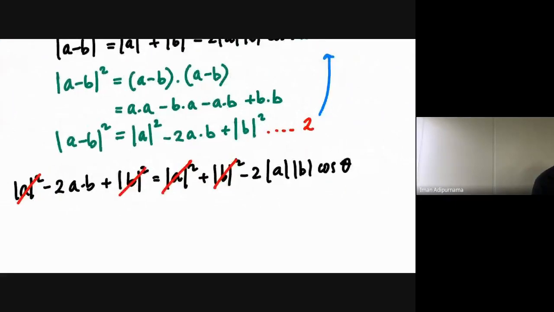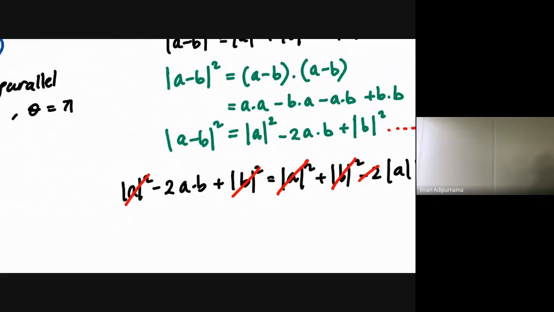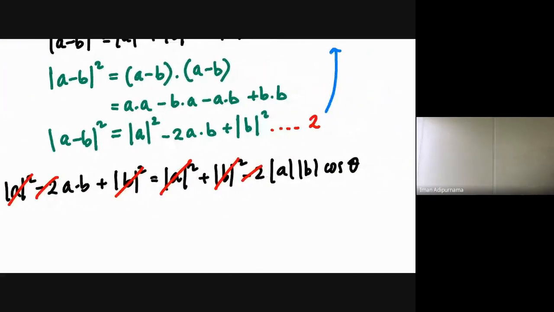Now the equation becomes this negative 2, we can also cancel, right? So that's why this formula becomes A dot B equals the magnitude of A, magnitude of B, and then cosine. Okay, so it's from the law of cosine. So A dot B equals A, B, and then cosine theta.